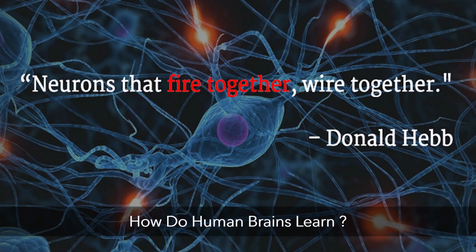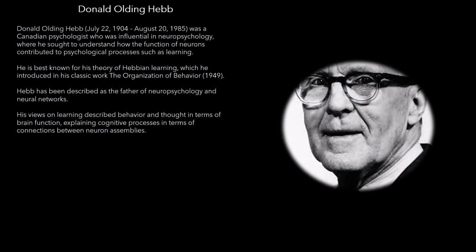How do human brains learn? By Donald Hebb. Neurons that fire together, wire together. Donald Olding Hebb, July 22, 1904 to August 20, 1985, was a Canadian psychologist who was influential in neuropsychology, where he sought to understand how the function of neurons contributed to psychological processes such as learning. He is best known for his theory of Hebbian learning, which he introduced in his classic work, The Organization of Behavior, 1949. Hebb has been described as the father of neuropsychology and neural networks.